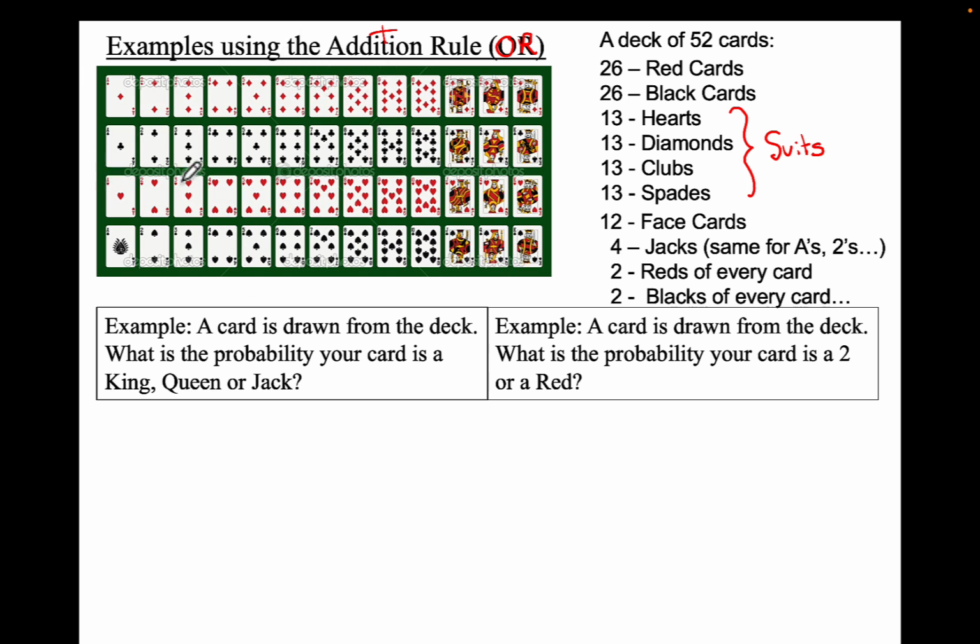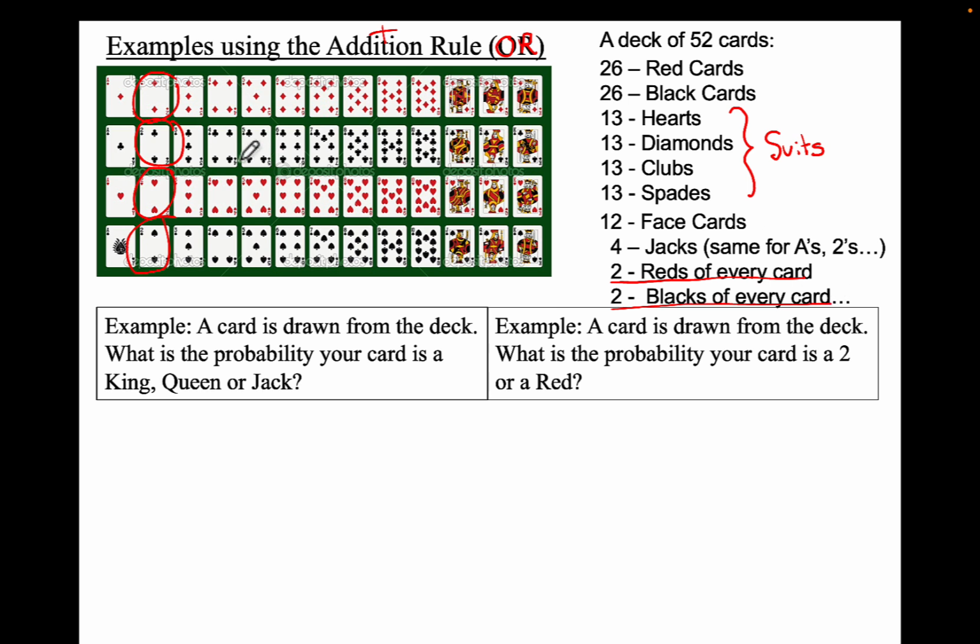So 4 of each. There are 2 reds of every card and 2 blacks of every card. What I mean by that is there are 2, let's say, red twos. 1 and 2 of them right there. There are 2 blacks of every card. So you can see there are 2 black twos, 1 and 2. That's what these ones mean. 2 reds of every card and 2 blacks of every card.